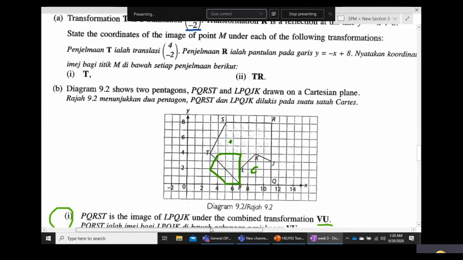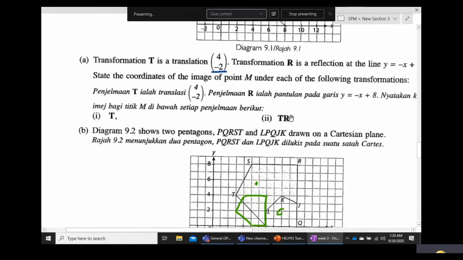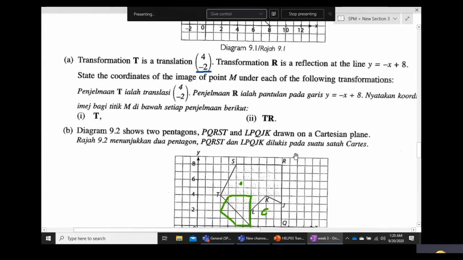Sometimes you will have something like this. But anyway, part A, the 1 and 2, you must all get correct. Don't waste the marks here. All of you should be able to pass.